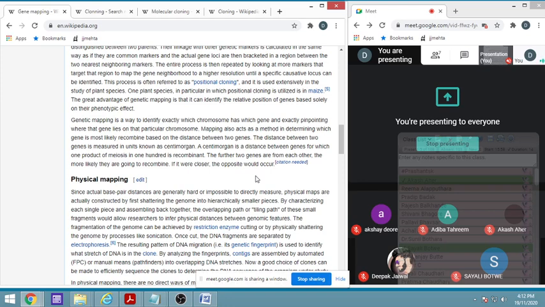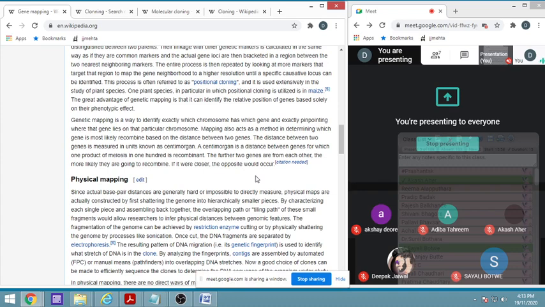A centimorgan is a distance between genes for which one product of meiosis in 100 is a recombinant. That is, out of 100, how many are recombinant meiotic products? In meiosis, two haploids come together and there can be crossover, as you might have seen in cell division. Meiosis is a process, and after meiosis a zygote is formed and then it goes for mitosis.